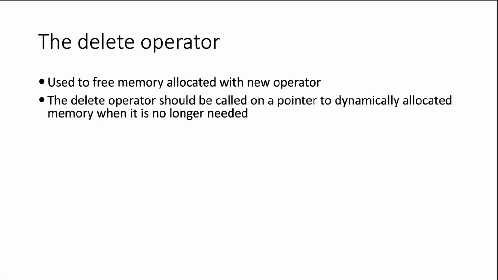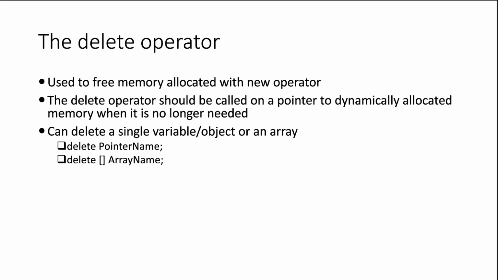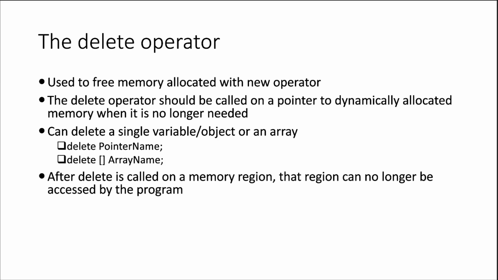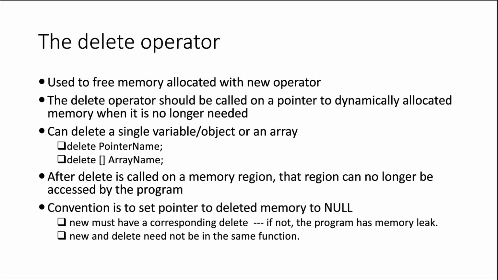The delete operator should be called on a pointer to dynamically allocated memory when it is no longer used. This is how we can use the delete operator. Once you delete, you cannot reuse that, because you are giving back the memory. If you try to access it, it is of no use, because that memory may be allocated for another program. So after delete is called on a memory region, that region can no longer be accessed by the program. The convention is to set the pointer to deleted memory to null.